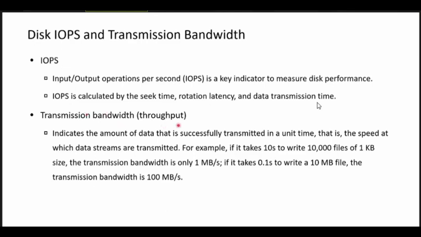Transmission bandwidth, or what we call throughput, indicates the amount of data that is successfully transmitted in a unit of time. That is the speed at which the data is streamed, right? You can look through the example here, but these are some indicators, okay? Generally, if you look at the back of a disk and see the IOPS is very high, that means the data transmission rate is fast. It's very fast to save, read and write data, right?